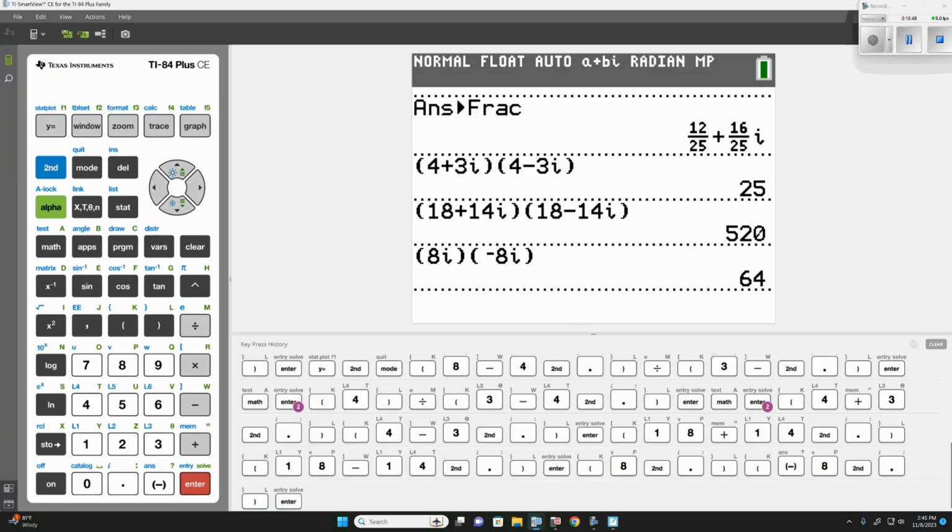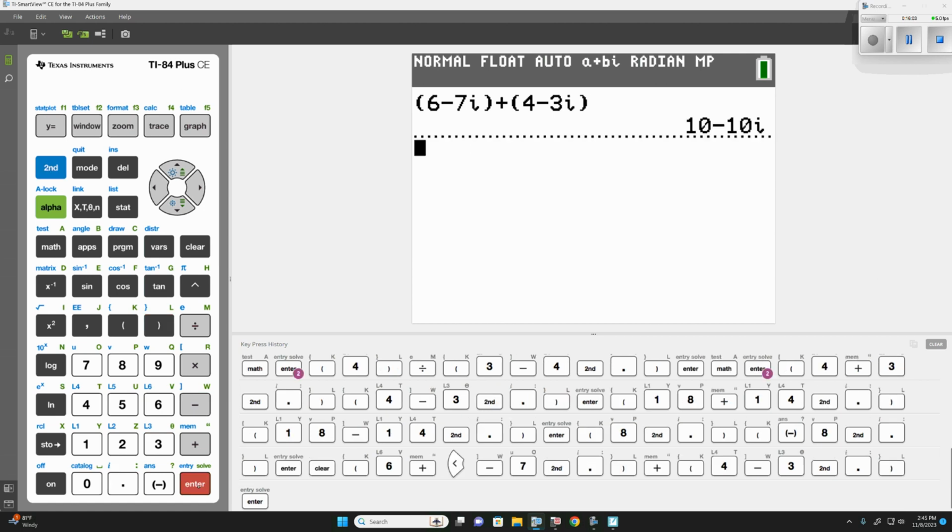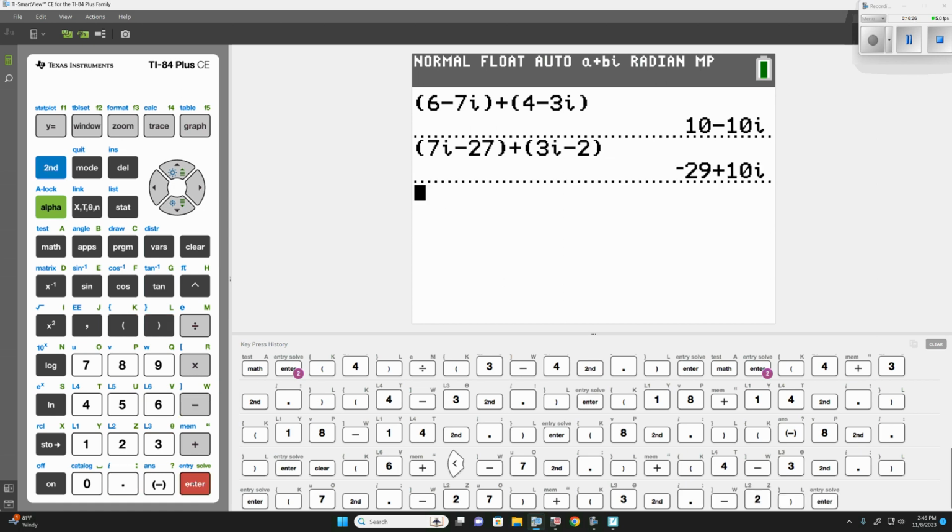If you want to see the full worked out version, I do have it in the full video, but we can type it completely into the calculator and let the graphing calculator do it for us. How do you put i? Second, decimal in the graphing calculator. So B: 7i minus 27 plus 3i minus 2. Negative 29 plus 10i.